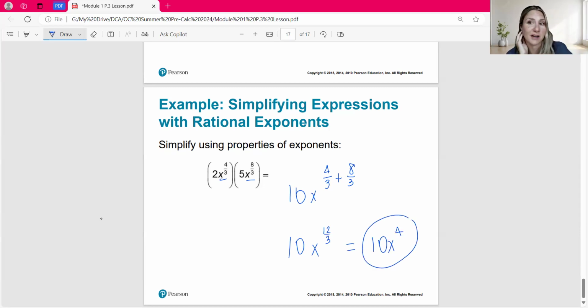So that was just a practice problem simplifying expressions with rational exponents. That's our lesson for P3, all about rational exponents and radicals.